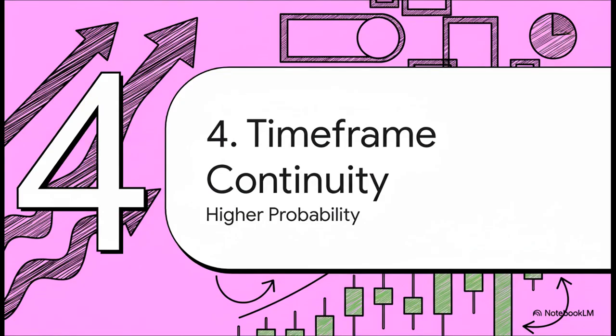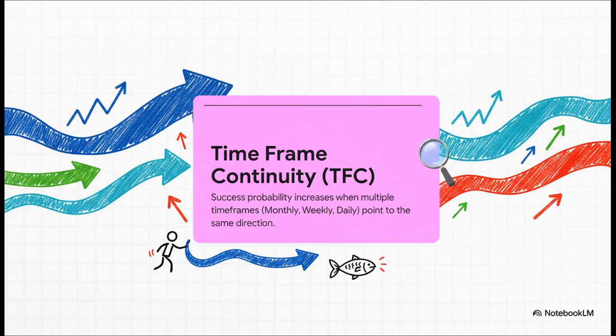But having a clear signal is great, but it's only one piece of the puzzle. The second universal truth is all about context. It says that the odds of your signal playing out go way, way up when the bigger market trend is already moving in your favor. This powerful idea is called time frame continuity, or TFC for short. And the concept is just common sense, really. You always want to be swimming with the current, not trying to fight against it.